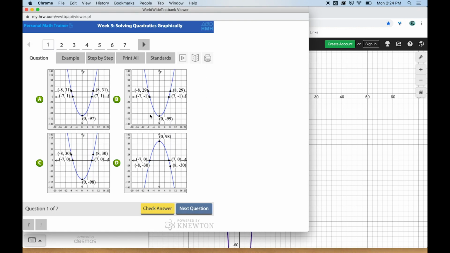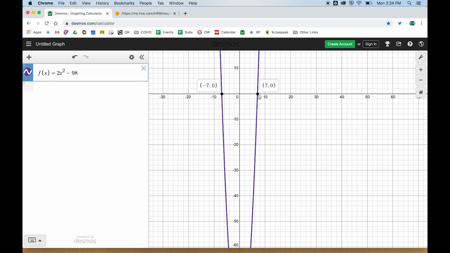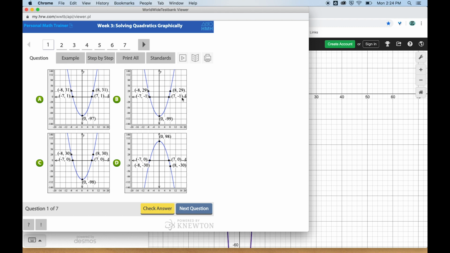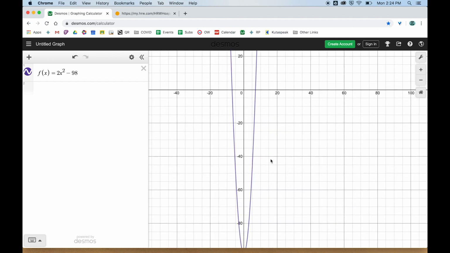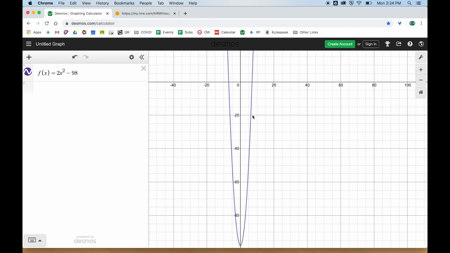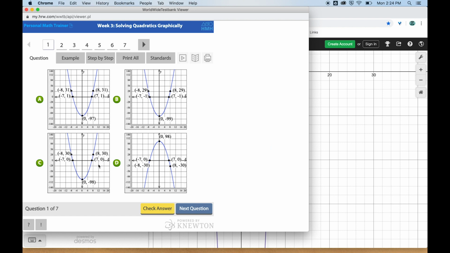So we can eliminate this one because this says negative 7, 1 and 7, 1. It's not going to go through there. If it were a y value of 1, it'd be a little bit off there. So no, definitely not that one, nor this one. It doesn't hit 7, negative 1. It hits 7, 0. So it's got to be one of these bottom two. And then pretty much we can eliminate this one. This is concave up. We don't see the whole parabola here, but it is concave up. So we know it's got to be the concave up one.